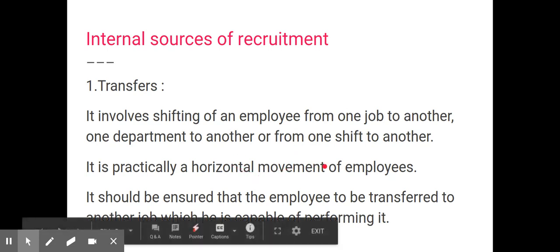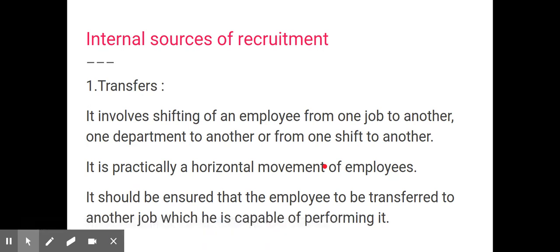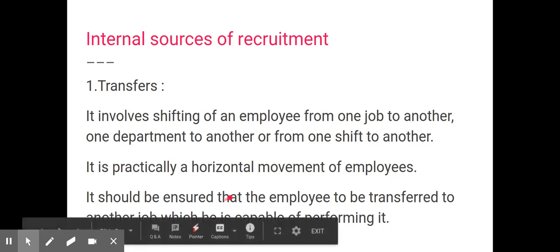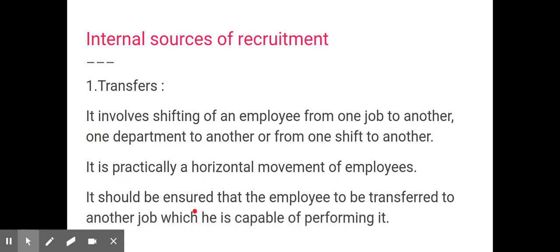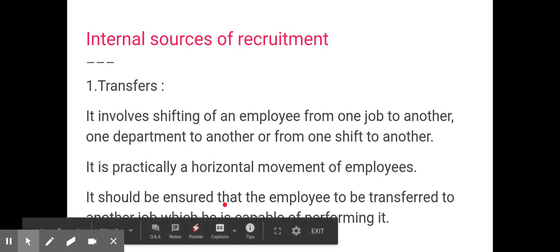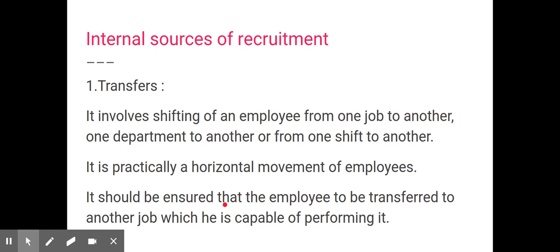So it is a horizontal movement of employees. There is no increase in pay, there is no increase in status. It is only a horizontal movement of employees. When we are transferring a person from one department to another department, we should ensure that the person is capable of performing the duties for which he is transferred. He should have the capacity to perform the job to which he has been transferred.